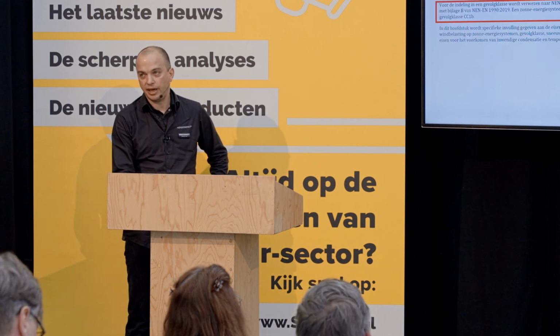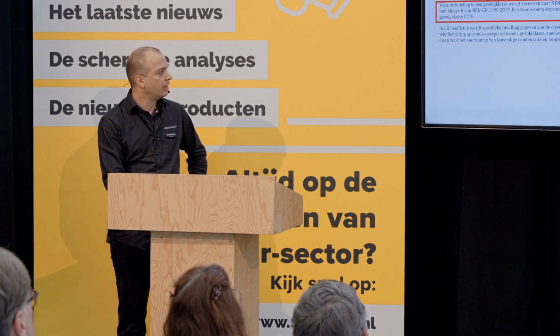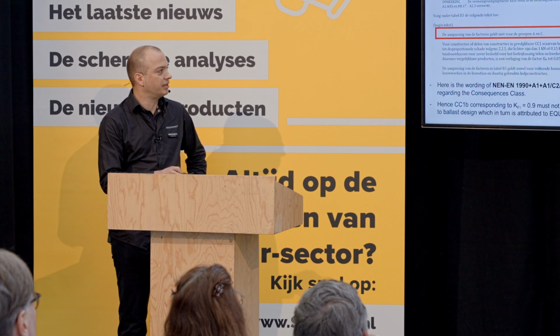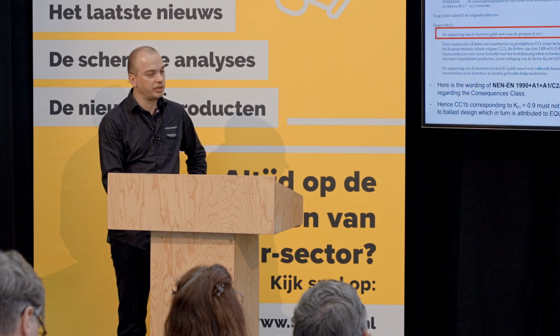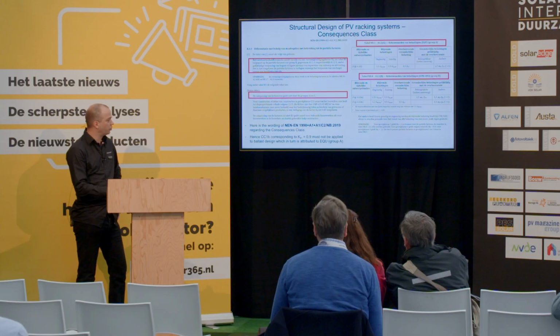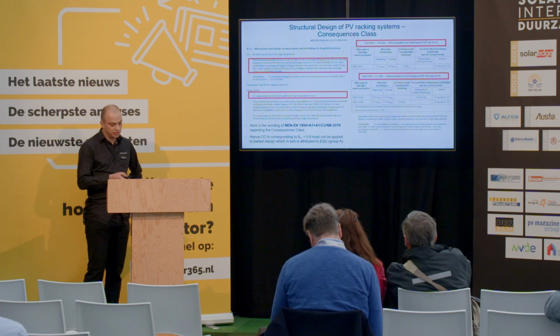Now let's take a look at the wording that we find in the NEN. Actually, it is stated that solar structures can be attributed to CC1b. And that's simply not correct. If you take a look into the NEN 1990, it is stated that for Group A, to which the EQU ultimate limit state concept is assigned, you cannot use a KFI factor of 0.9, which you sometimes see in the industry.